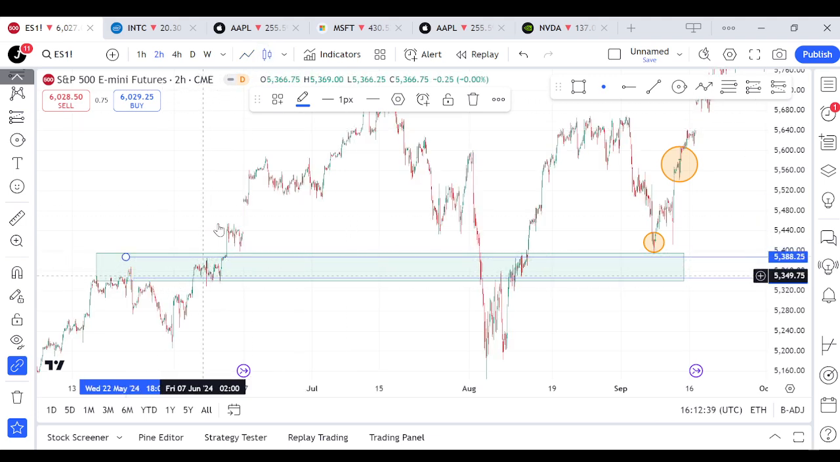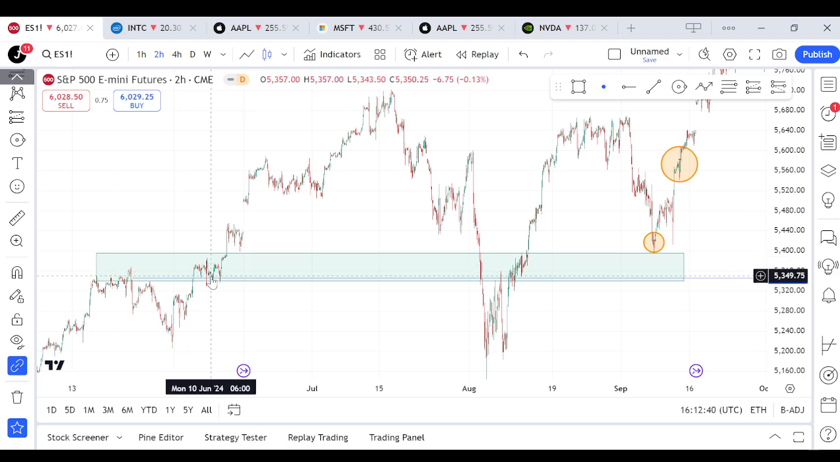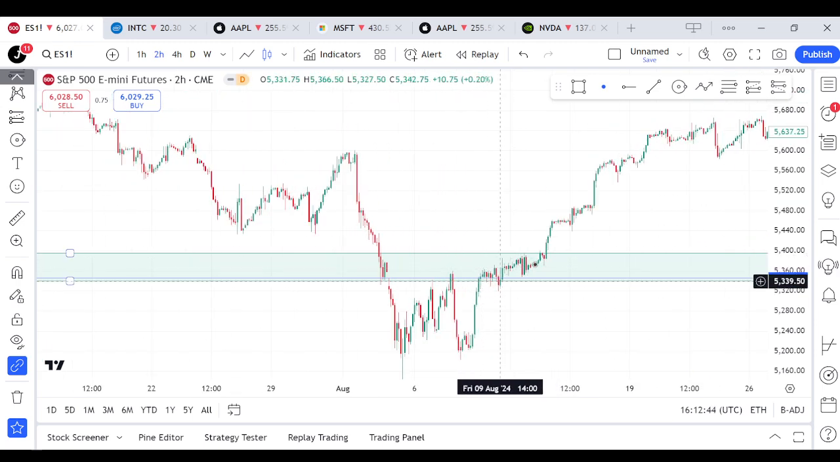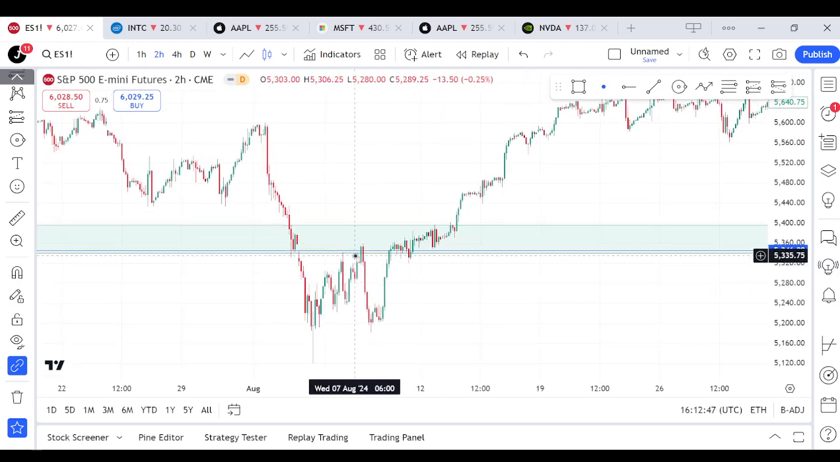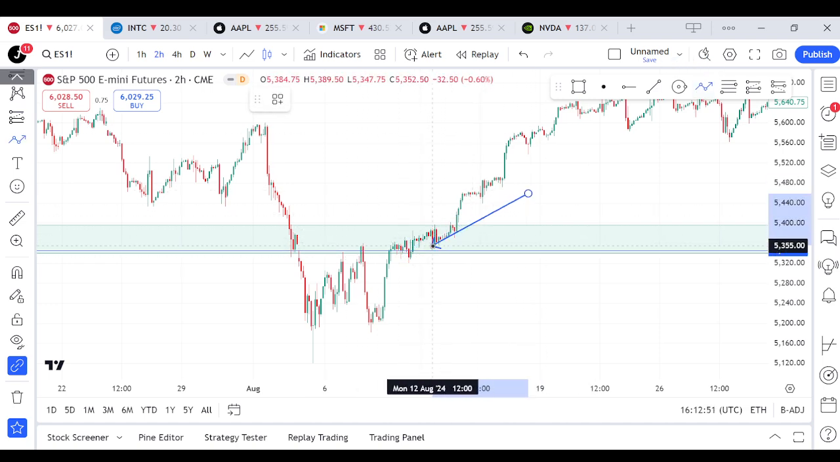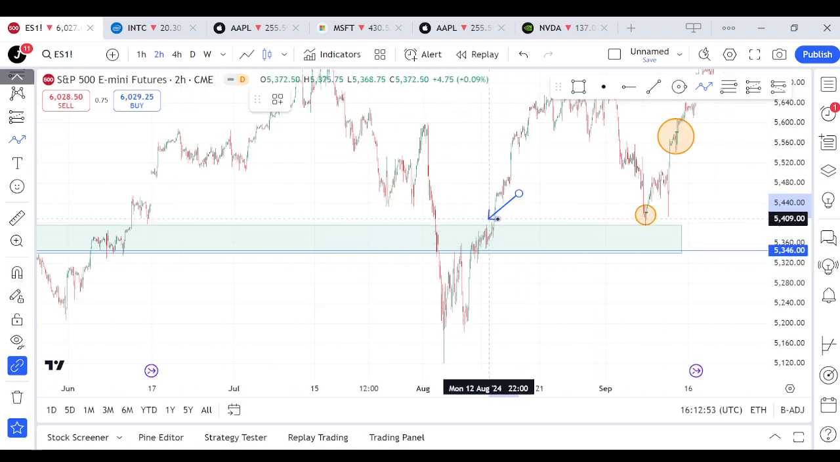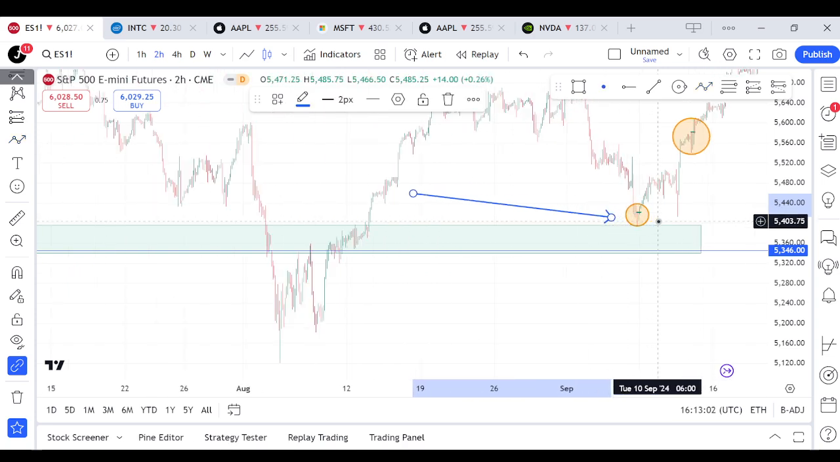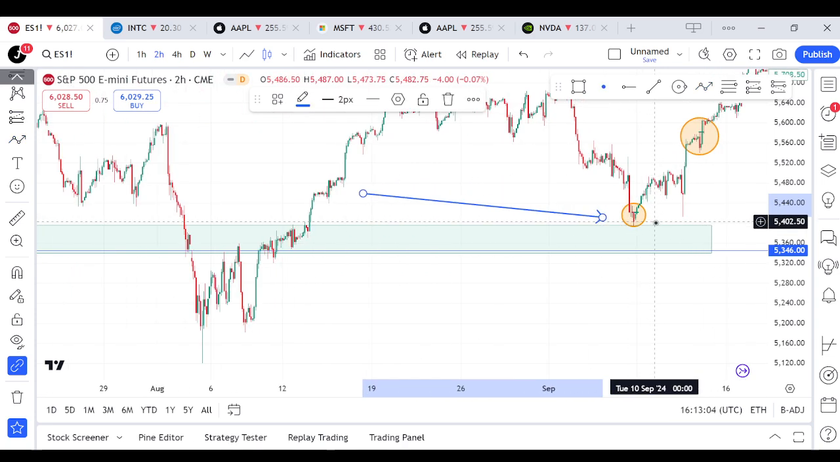We have one here, one here, one here, and several reactions around here. We have one here also, and several reactions here. So this is just a major key level that we should expect price to react to in the future. Then we have one reaction here and also the formation of our bullish three inside up candlestick pattern.